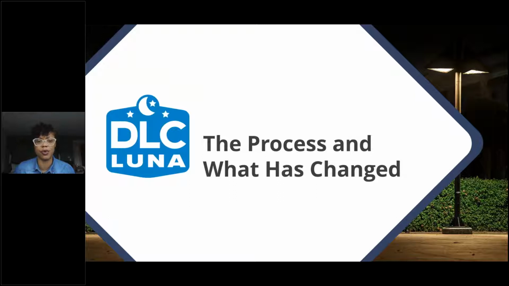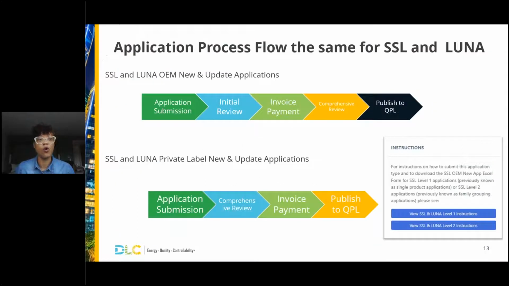So what has changed with the LUNA process? Well, as far as the application process flow, it is the same for SSL and LUNA. There's application submission, an initial review, followed by invoice payment and a comprehensive review before your product is published to the QPL. The process for private label new and update applications basically goes from an application submission to a comprehensive review, and after the payment of the invoice, those products are published to the QPL. There are instructions that will be available on the application portal on how to submit LUNA applications. Here's a snapshot of how you will see those instructions on the portal.